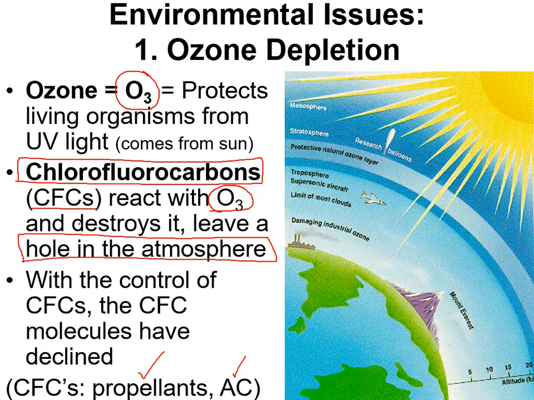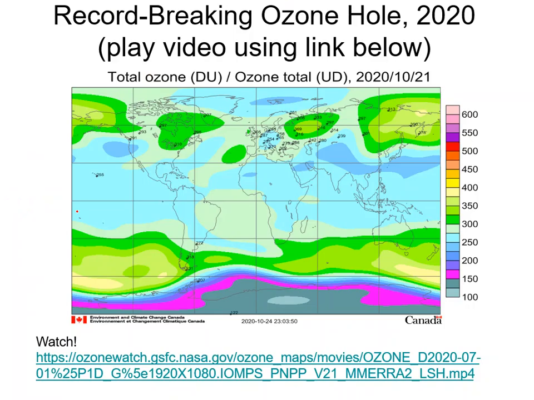So we have actually stopped using chlorofluorocarbons. The ozone hole that we see every year over Antarctica has not significantly worsened, but it's not really getting any better. And part of the reason is because these CFCs linger for hundreds and hundreds of years.